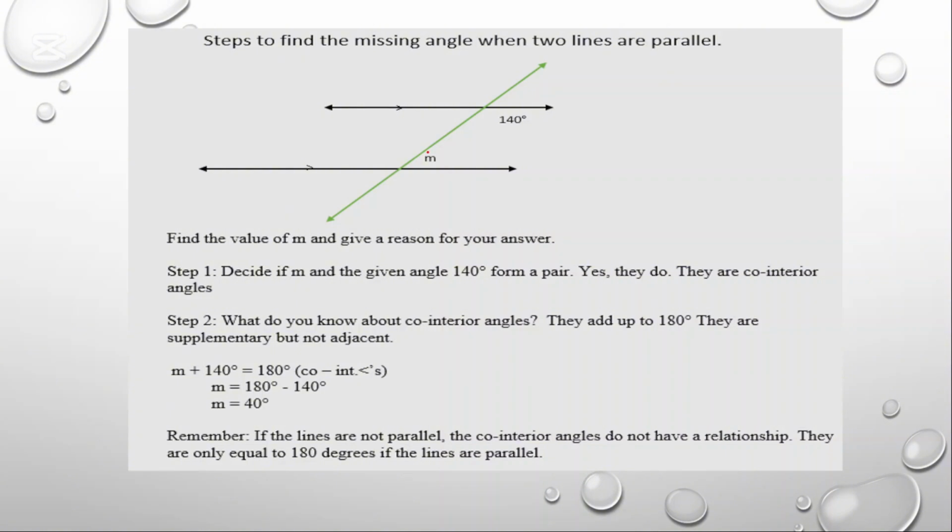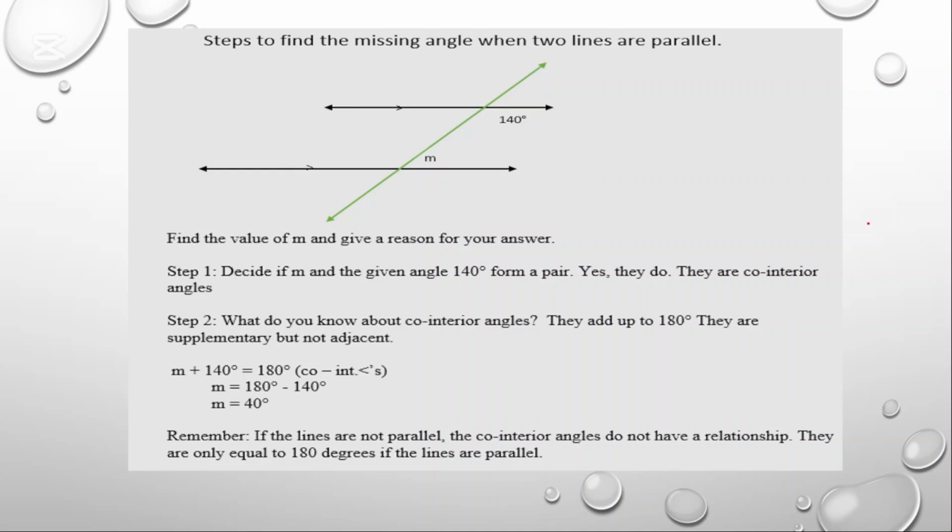They are supplementary, yes, because they add up to 180, but they are not adjacent, because they do not share a common vertex. So we write it down like this. M plus 140 is equal to 180. Why? Co-interior angles, abbreviation there. M is equal to 180 minus 140. So M is equal to 40.